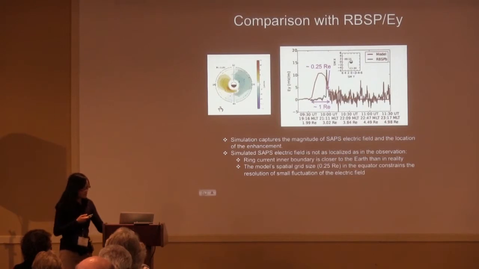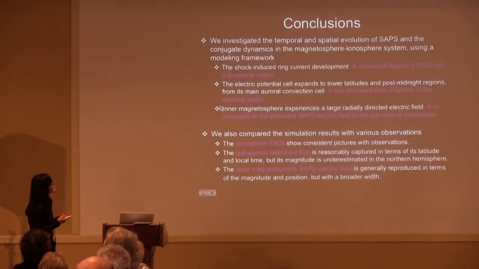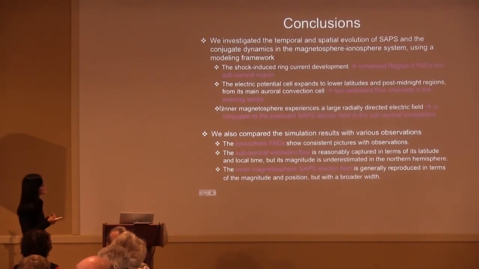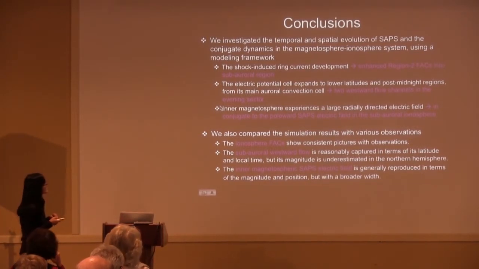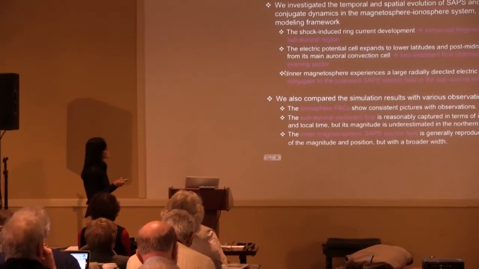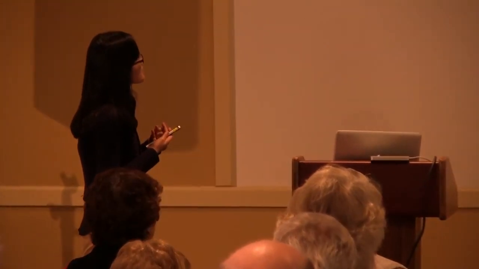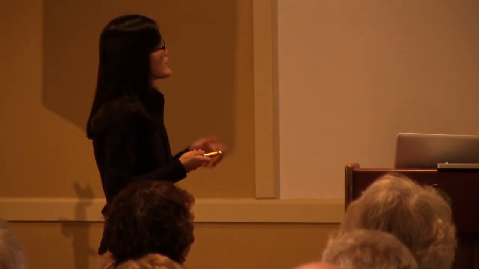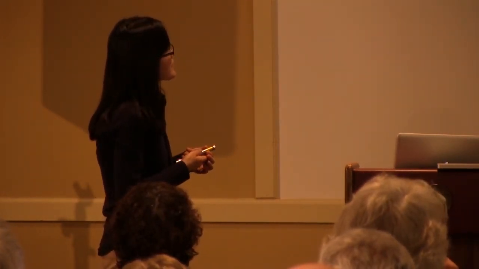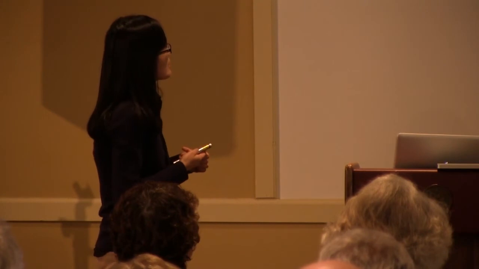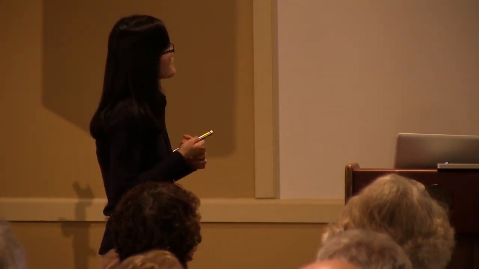To summarize my talk, we investigate the temporal and spatial evolution of the SAPS in both the ionosphere and the inner magnetosphere. We found that when the shock arrives, the ring current develops, and the region 2 field line current is enhanced. The electric potential cell in the ionosphere tends to extend to lower latitude and separate from the main auroral convection cell. That results in two westward flow channels, and one is the SAPS channel. The inner magnetosphere also experiences a large radial electric field. We also compared with observations.